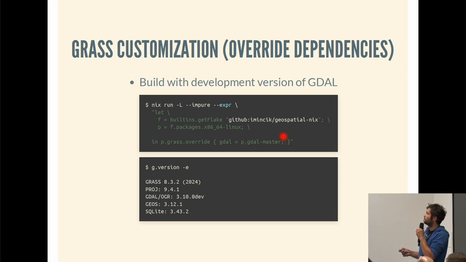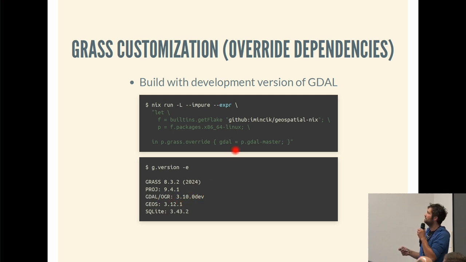And that's it. I'm not saying nix build and nix install something. I'm just saying nix run GRASS, but with this kind of change. And in the result, what I get if I use the g.version function, which is a GRASS function for non-GRASSers, which prints me the versions which GRASS is using, I see I have GDAL 3.10 here.